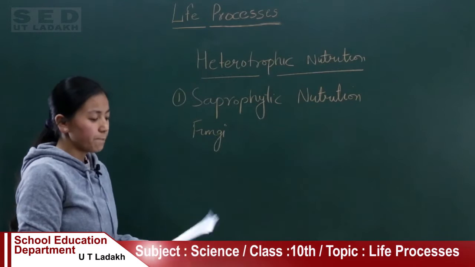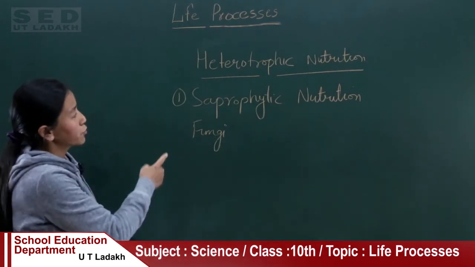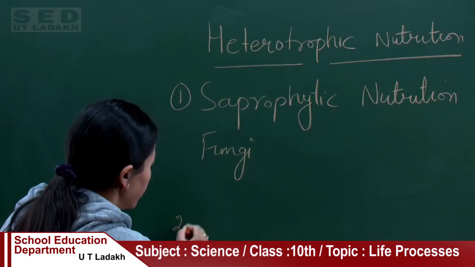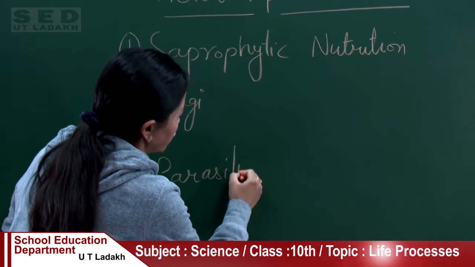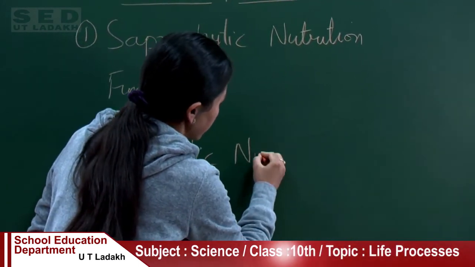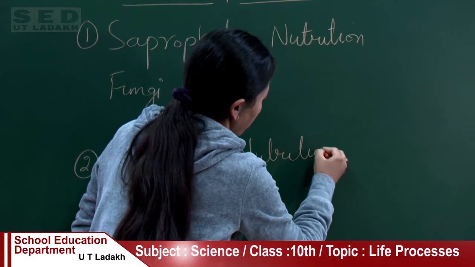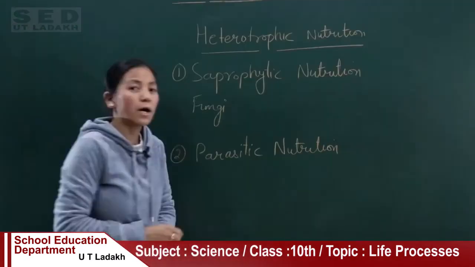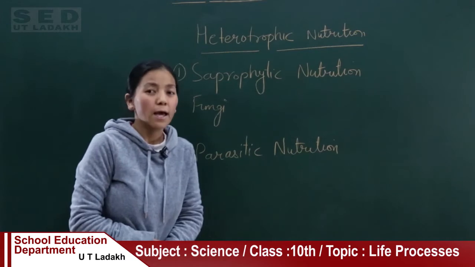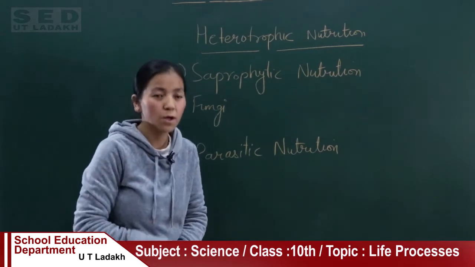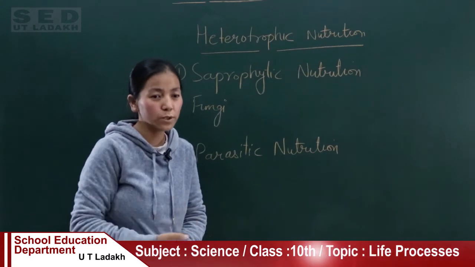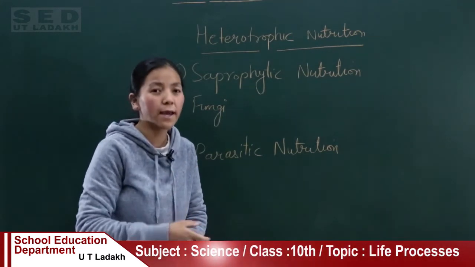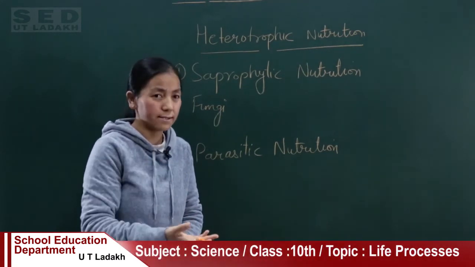And the next mode of heterotrophic nutrition is parasitic nutrition. Parasitic mode of nutrition. You all know what parasites are, right? Parasites are those organisms which live on other organisms for their food and nourishment, and also at their expense.